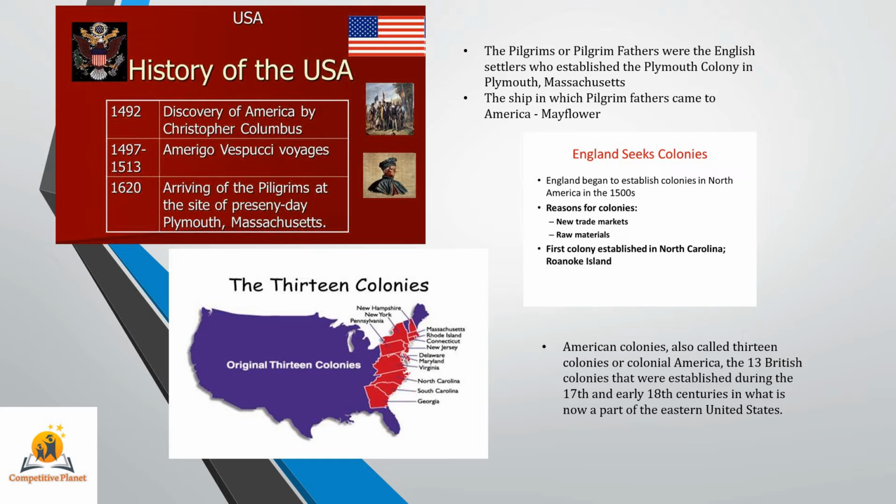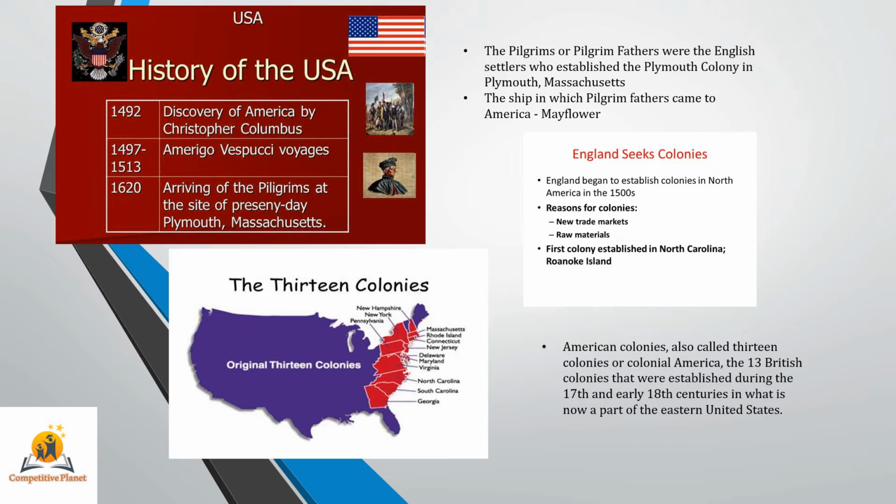In 1620 you can see the arrival of the pilgrims at the site of present-day Plymouth, Massachusetts. The pilgrims, or pilgrim fathers, were the English settlers who established the Plymouth colony in Plymouth, Massachusetts. The ship in which the pilgrim fathers came to America is the Mayflower.